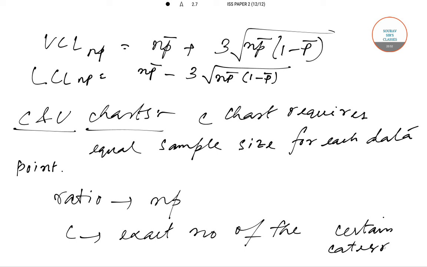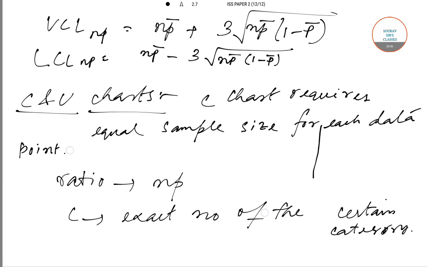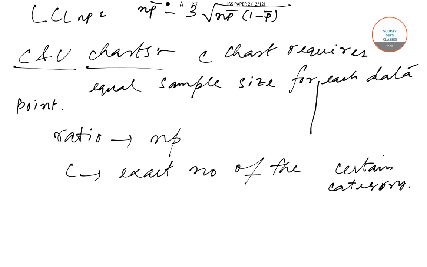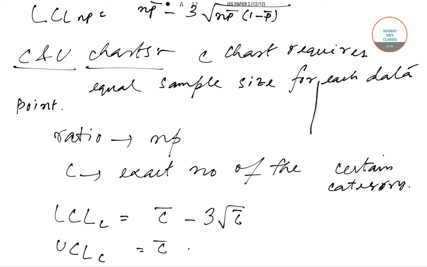Now we will be talking about the control limits of it. The control limits, that is, LCLC is equal to C bar minus 3 root over C bar, and UCLC is equal to C bar plus 3 root over C bar.